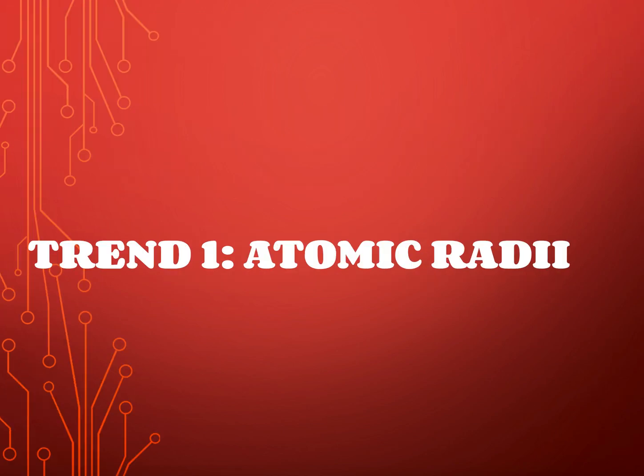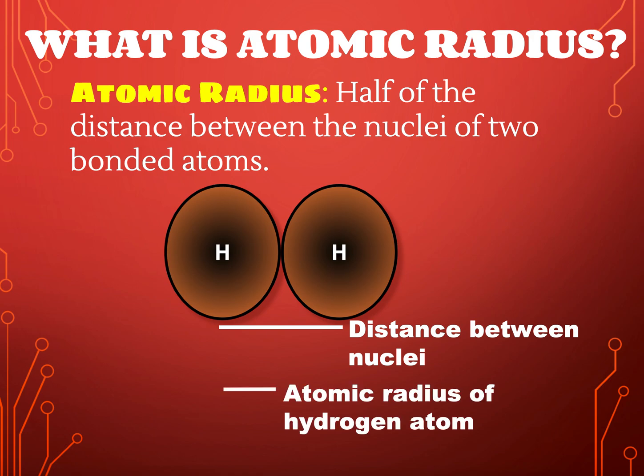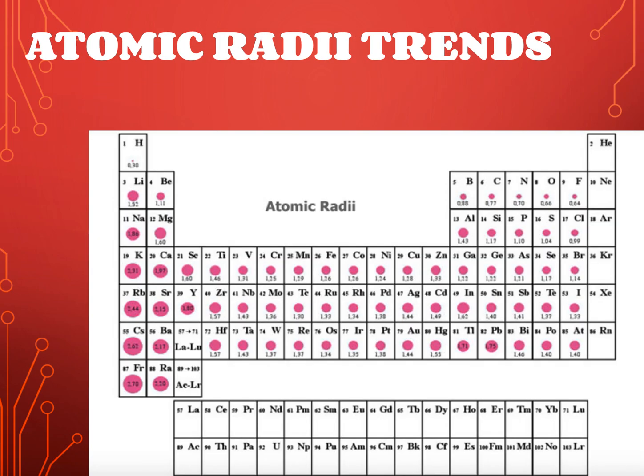There are three trends that we're going to look at. The first is what is called atomic radii. It is basically how big is an atom. And this is typically how it is measured in the laboratory, because atoms don't really have a definitive boundary in terms of how big they are. So instead, we bond two atoms together and we measure the distance between the nucleus of both those atoms, cut it in half, and there is your radii. And that's how we figure out how big atoms are.